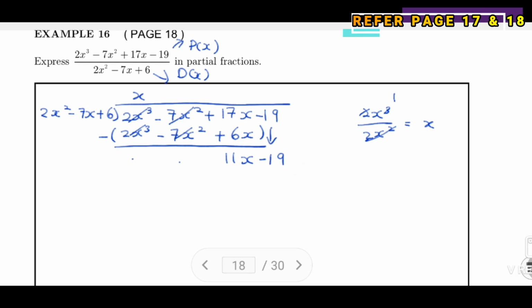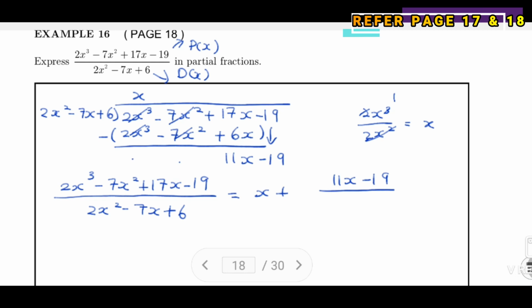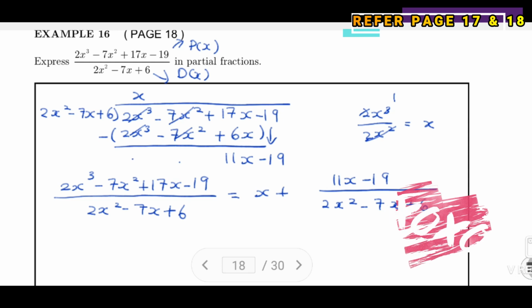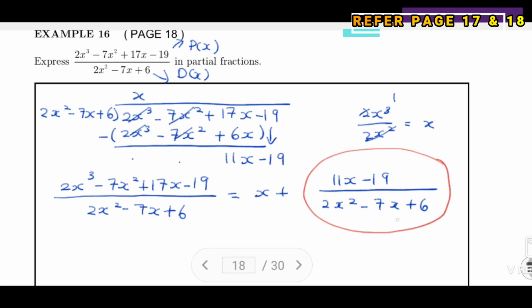So we're going to stop our long division here. Rewrite the fraction 2x cubed minus 7x squared plus 17x minus 19 over 2x squared minus 7x plus 6 equal to the quotient x plus 11x minus 19 over 2x squared minus 7x plus 6. For the second term, we now have a proper fraction. So we're going to express the fraction as partial fractions.